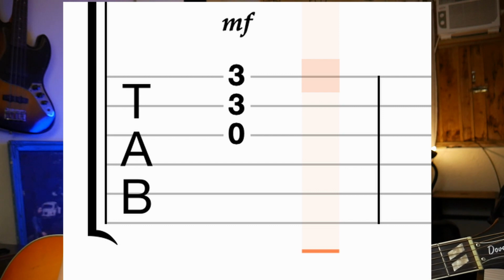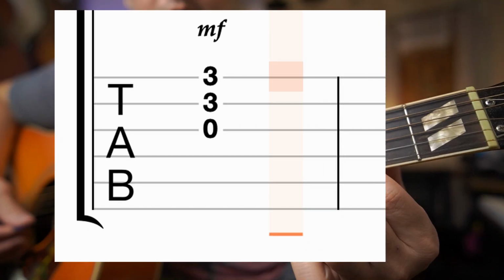Now when you see numbers on different lines on top of each other, that means you play them at the same time, just like chords.